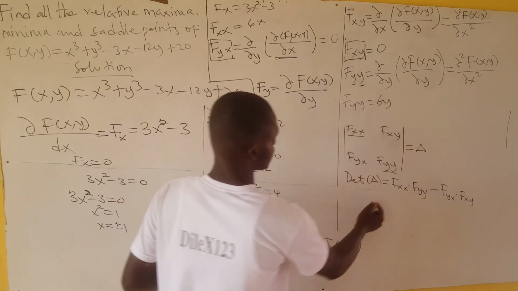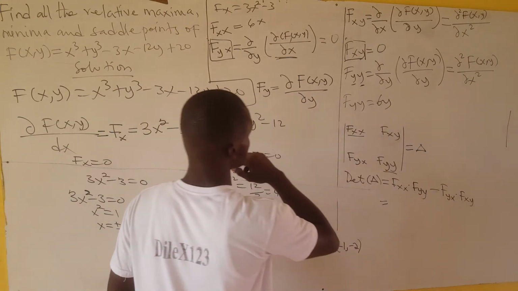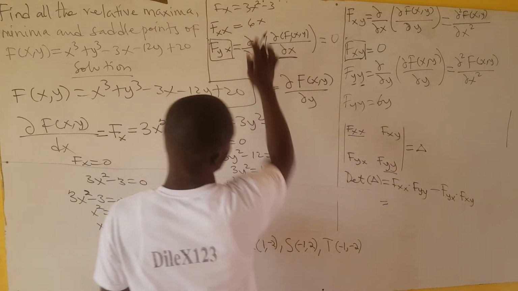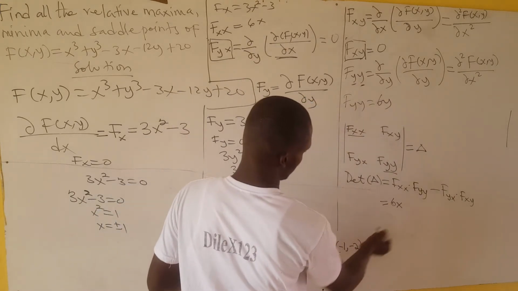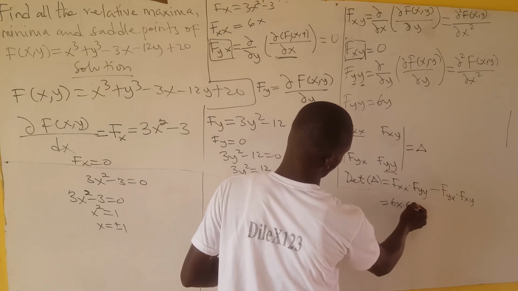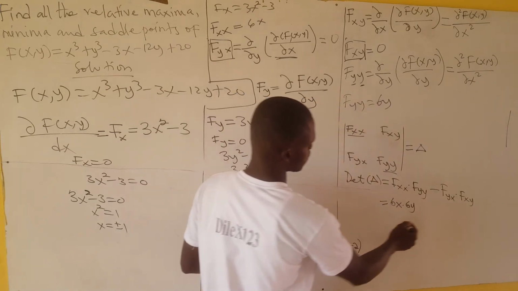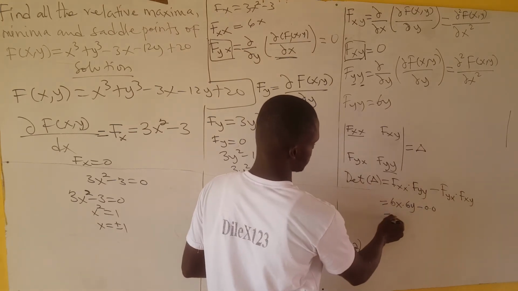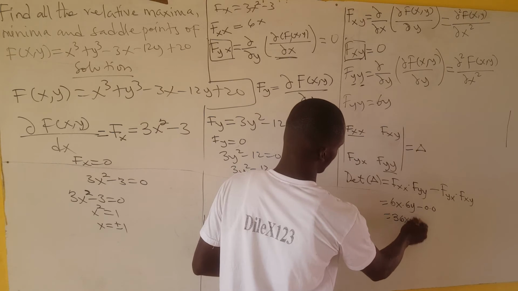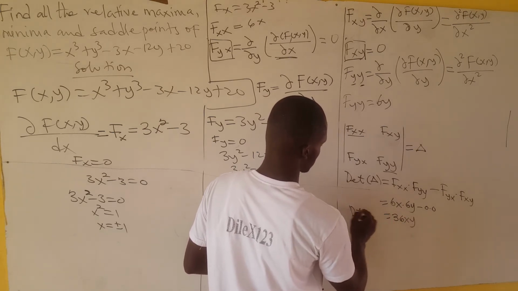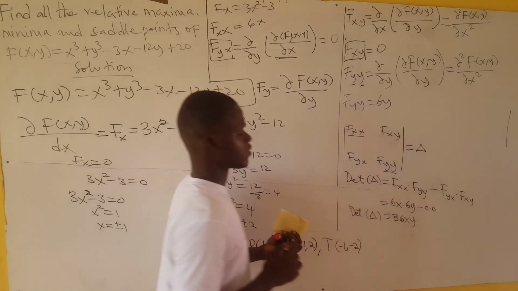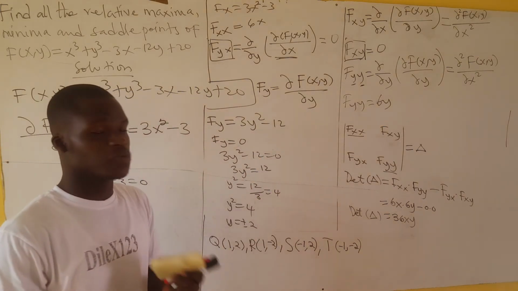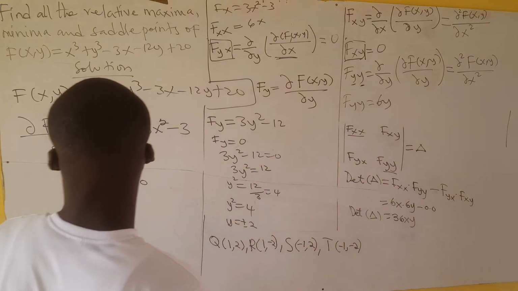Okay, good. Now we have the determinant to be fxx is 6x, and then fyy is 6y, right? Good. So minus 0 times 0. So we are going to get 36xy to be equal to our determinant. The determinant of the matrix will be equal to 36xy. So now it is from here that we are going to find relative maxima and the minima points.